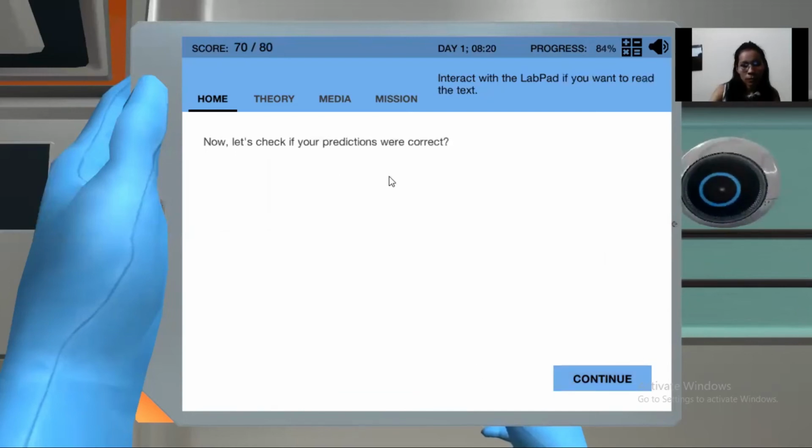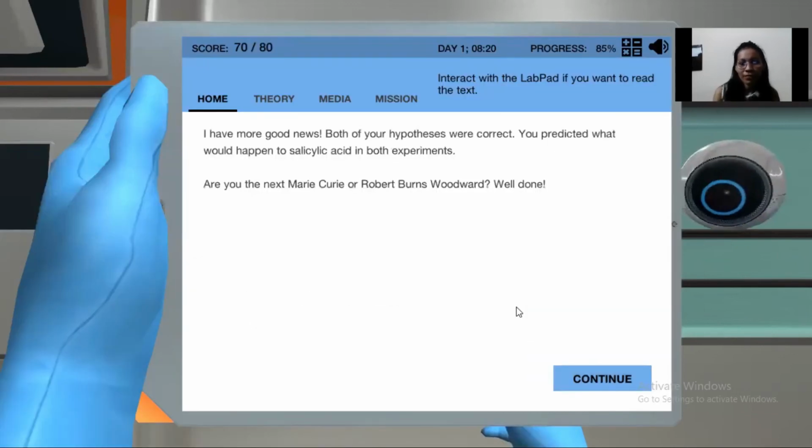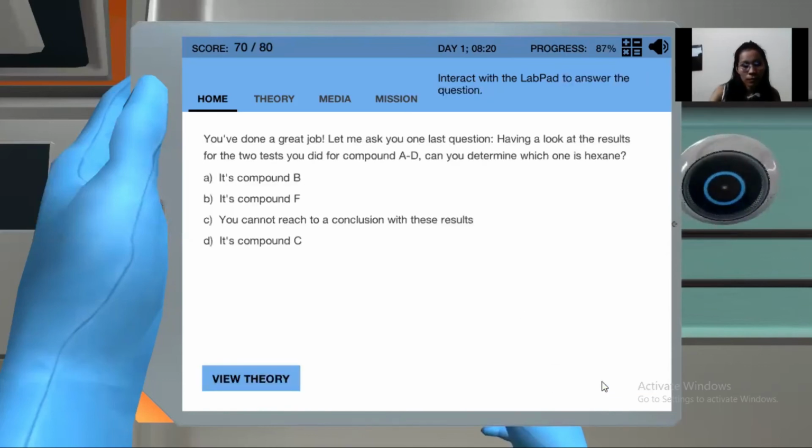Now, let's check if your predictions were correct. I have more good news. Both of your hypotheses were correct. You predicted what would happen to salicylic acid in both experiments. Are you the next Marie Curie or Robert Burns Woodward? Well done. You've done a great job.